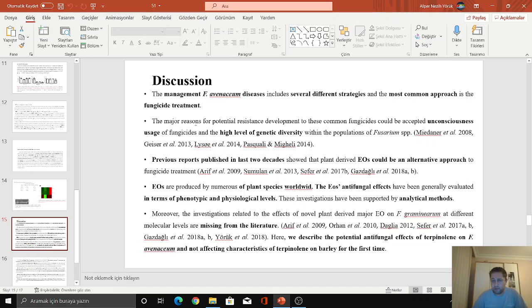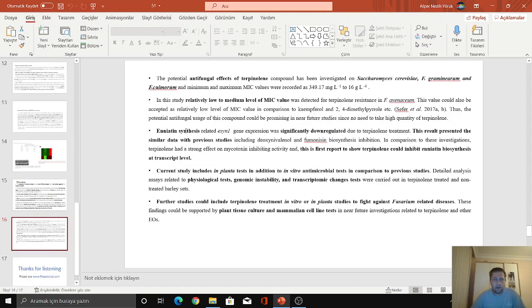Here we described the potential antifungal effects of terpinolene on Fusarium avenaceum, which is one of the most important causal agents of head blight and crown rot disease of all small grain cereals worldwide, and the non-affecting characteristics of terpinolene on barley for the first time. And we can say that we obtained relatively low MIC values for terpinolene treatment in comparison to previous studies.